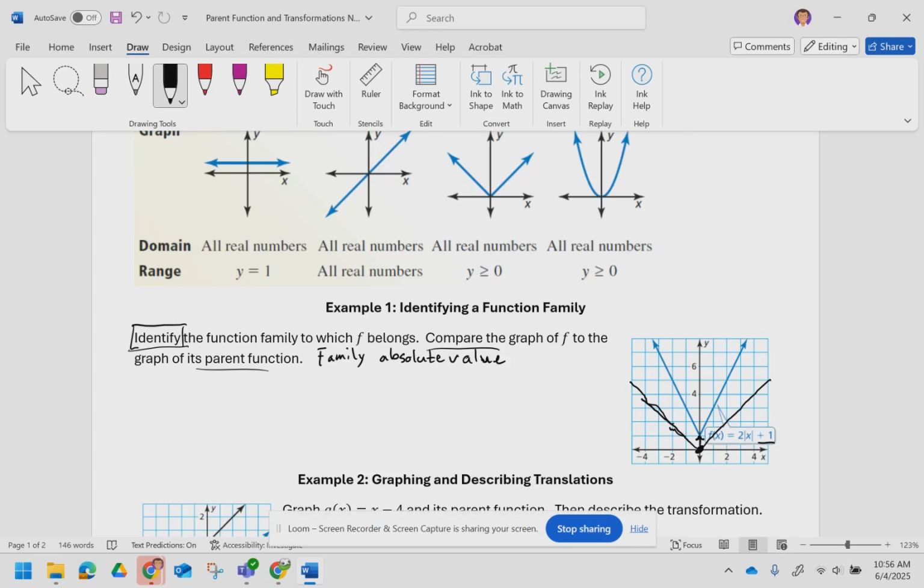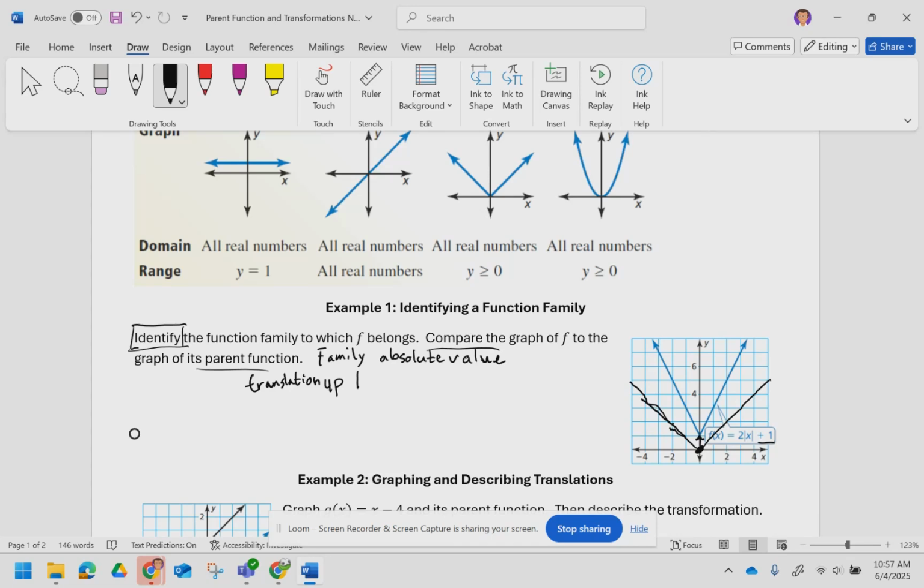Let's talk about the comparisons. Notice right there that the tip of the V has been moved up 1. So that's the transformation that has happened to this. Usually shifts that move us up, down, left, right by a specific amount, we call those types of transformations a translation. So this was a translation up 1 place.